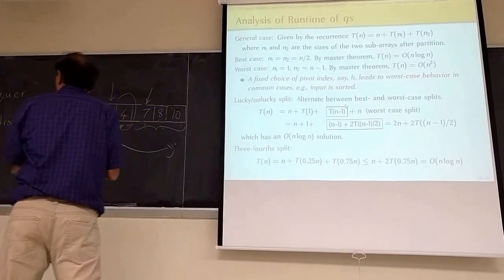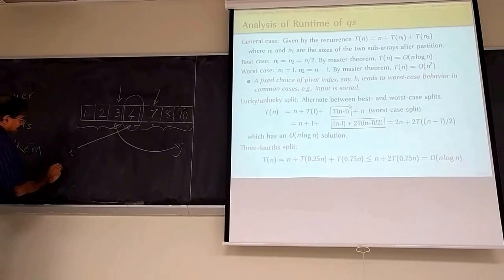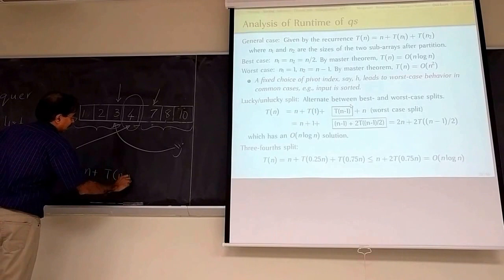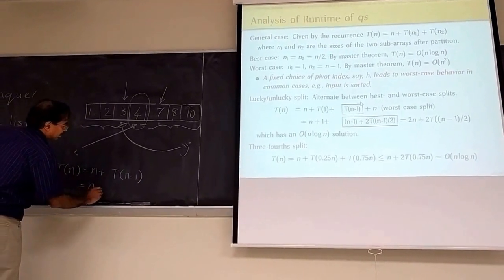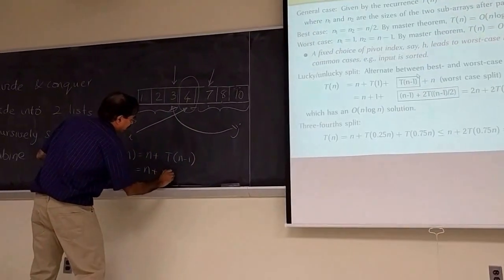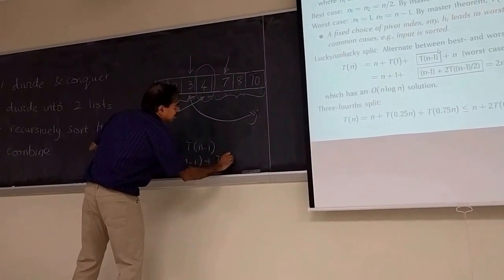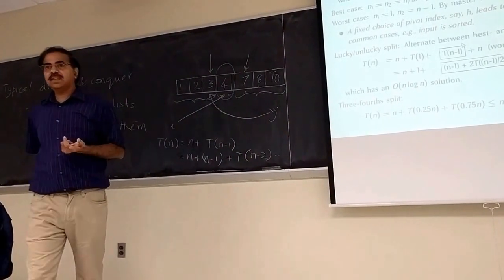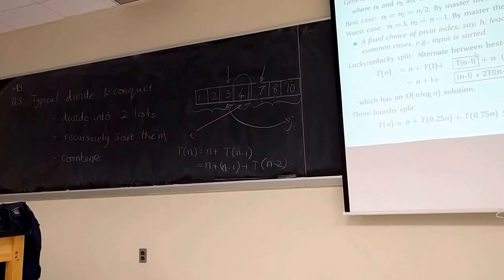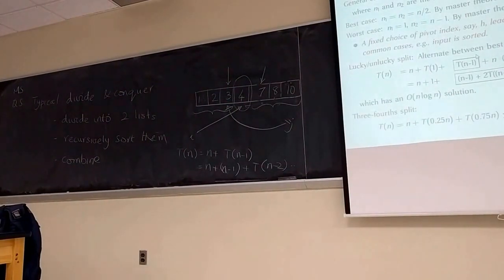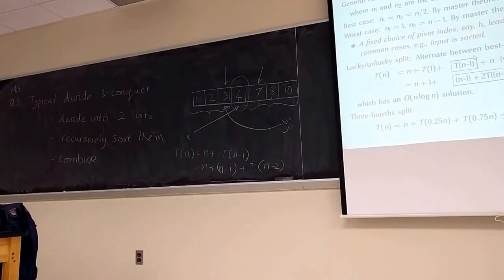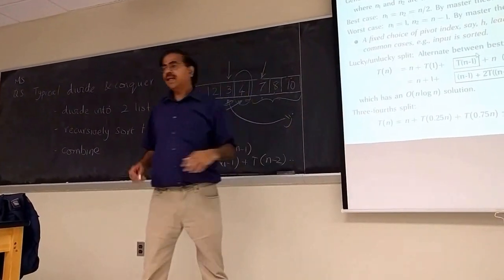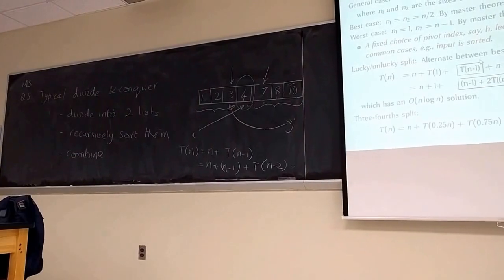But if you don't want to use the master theorem, you can also see that P of n equals n plus P of n minus 1, and again it's the same way. So this is n plus n minus 1 plus n minus 2 and so on. So that is the sum of 1 through n. So that's order of n squared. So you can see that if we get unlucky every time, then you have O of n squared.